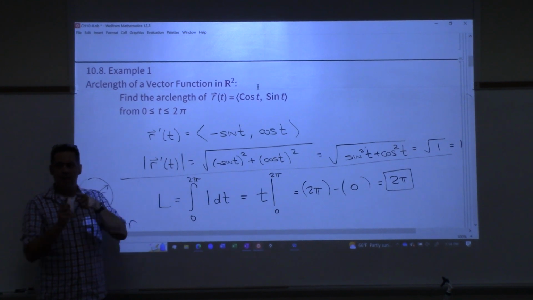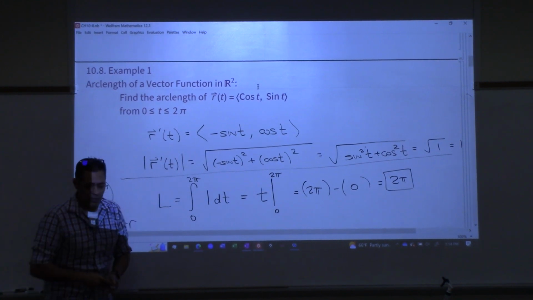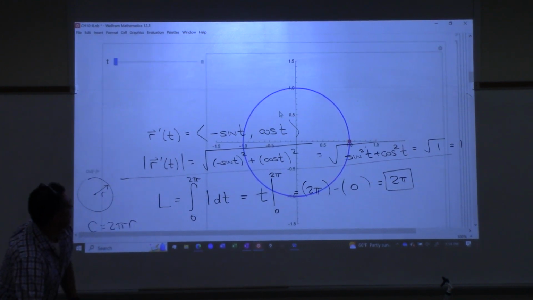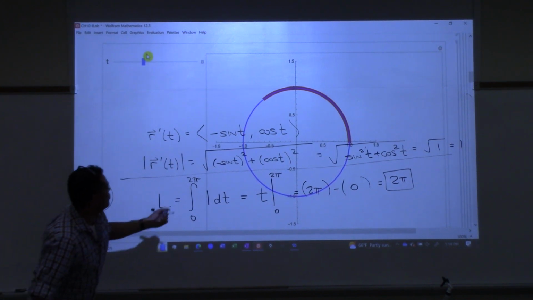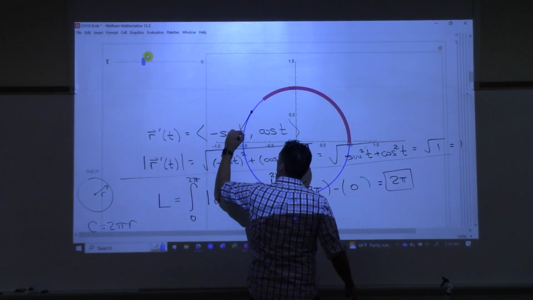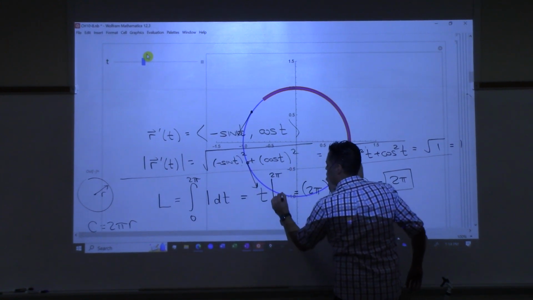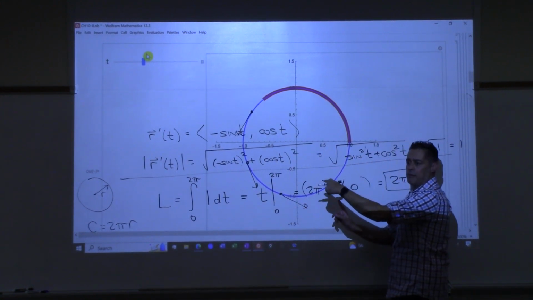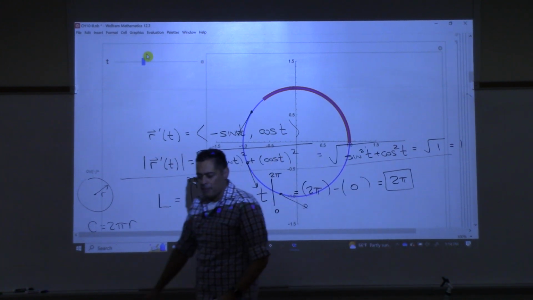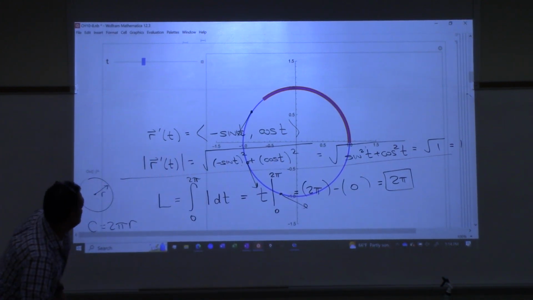This is telling us that our tangent vectors, as we move around that circle, well, I don't have the tangent vectors here. This is just showing we're measuring that length around here. If you were to draw the tangent vectors, they would all be like this, and they would all have unit length. Okay? Okay, let's do another example.